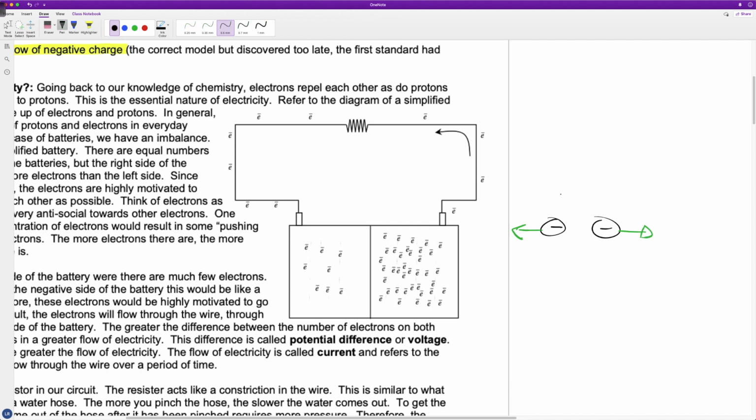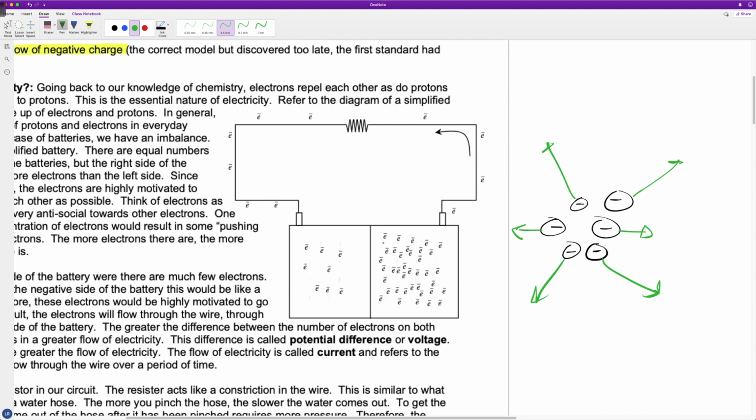So if we put a bunch of negative charges in a tight area, these negative charges really are trying to get as far away from each other as possible. As you can see, they're creating a bit of a pressure situation. They're pushing really, really hard on each other because they're trying to get away. Electrons don't like being near other electrons, but electrons are attracted to positive particles, protons.